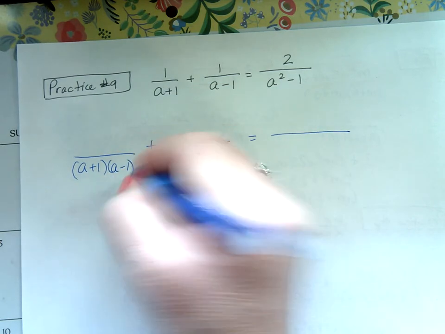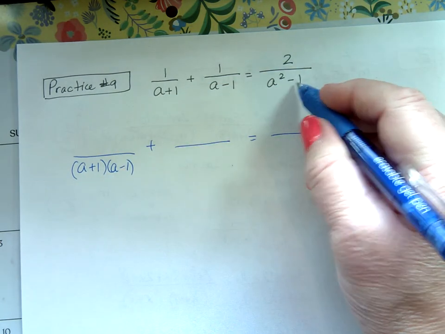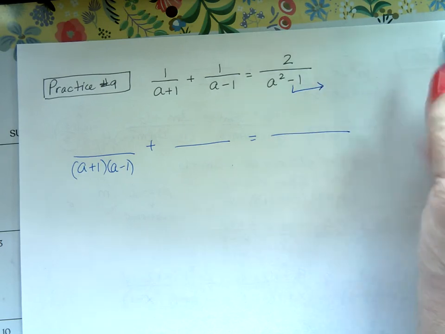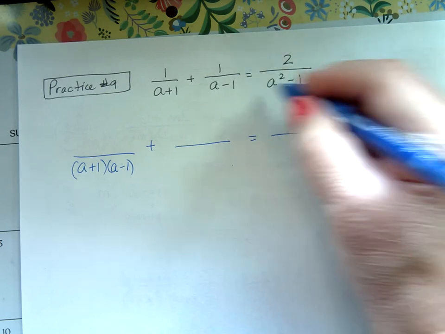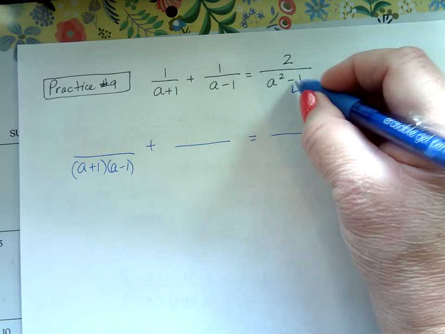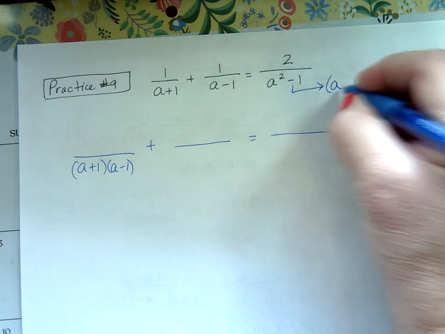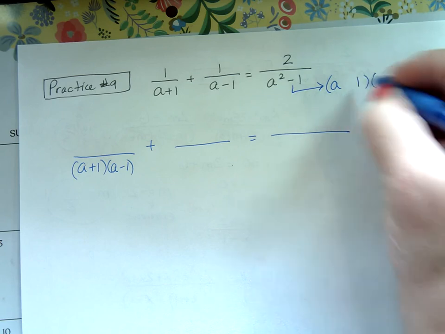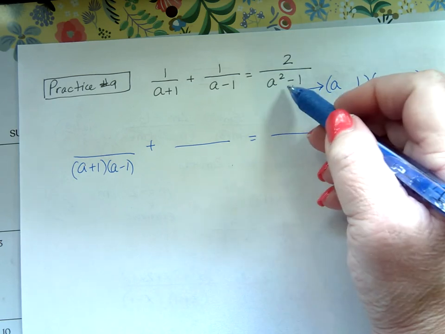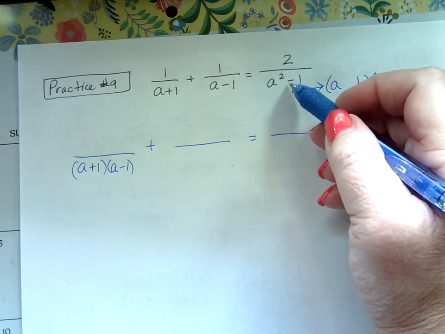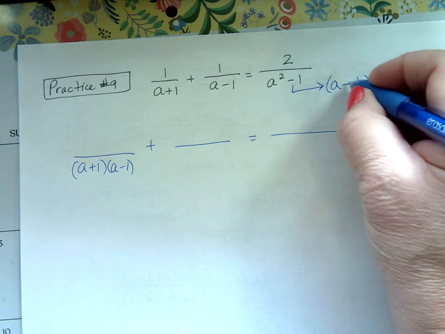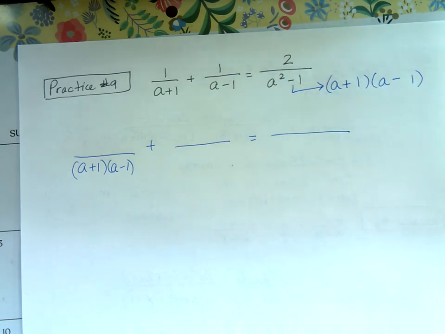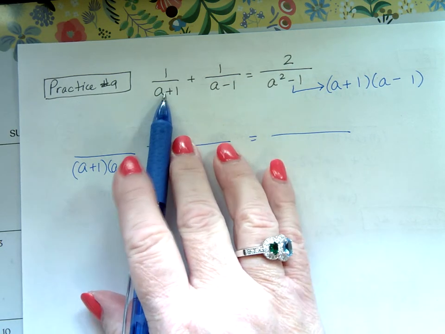This guy, now think about factoring him. He's the difference of 2 perfect squares. You can take the square root of a squared. You can take the square root of 1. Square root of a squared is a. Square root of 1 is 1. In order for you not to have a middle term, one of them has to be positive and one of them has to be negative so that they cancel each other out. Oh, check it out. A plus 1, a minus 1. That's what this factors into.